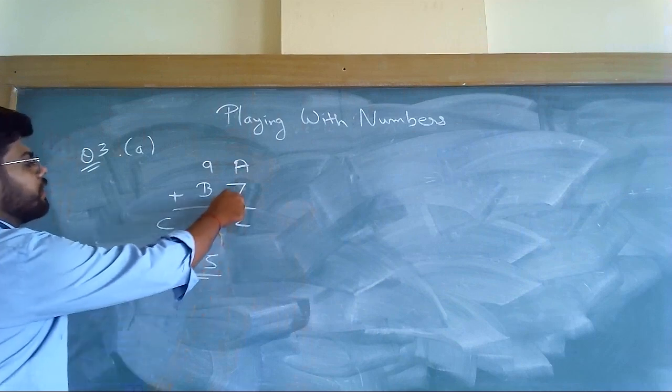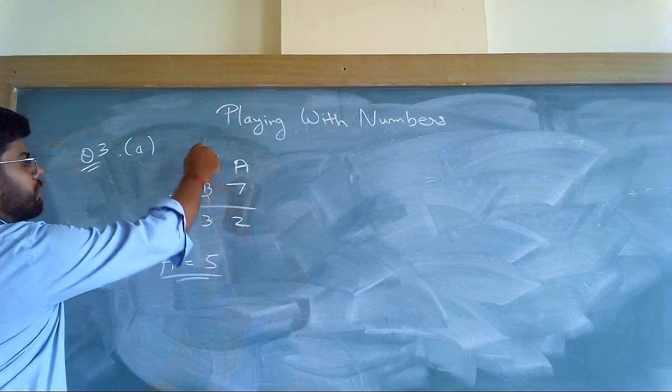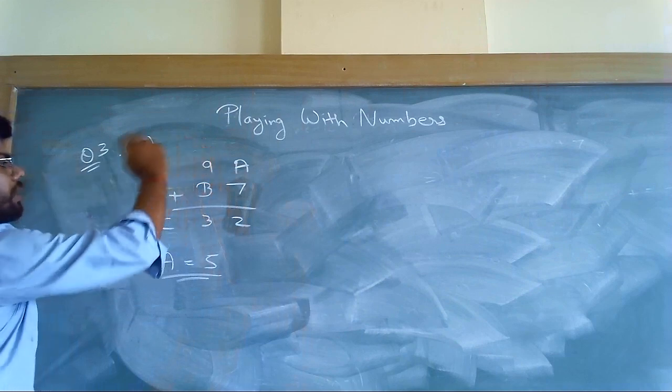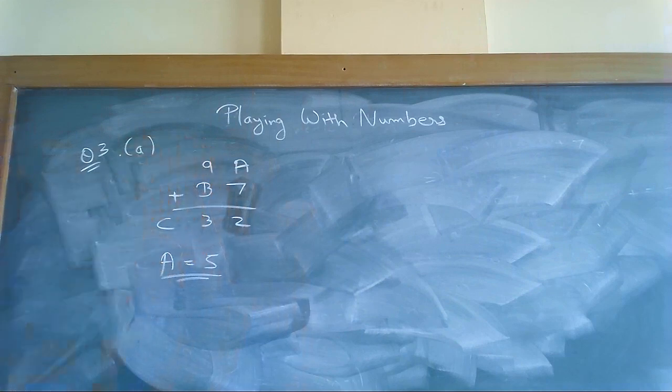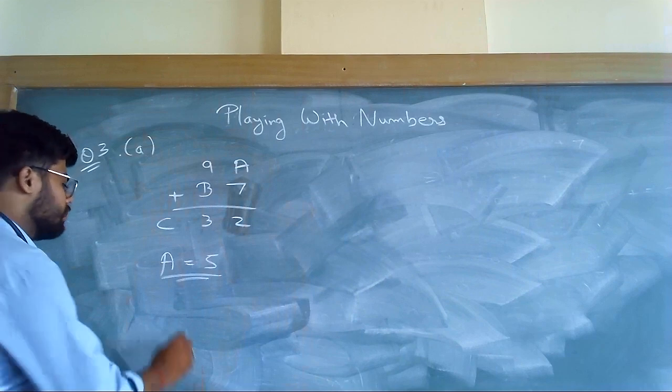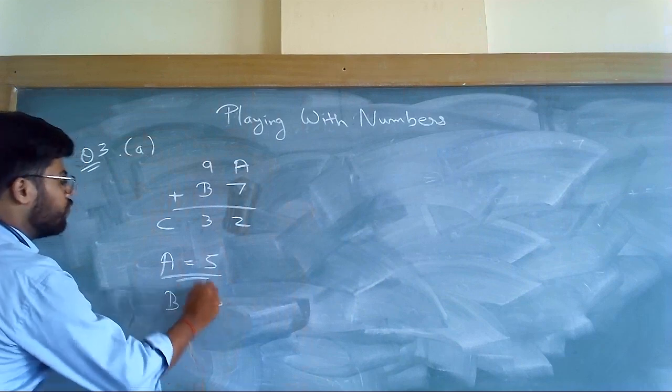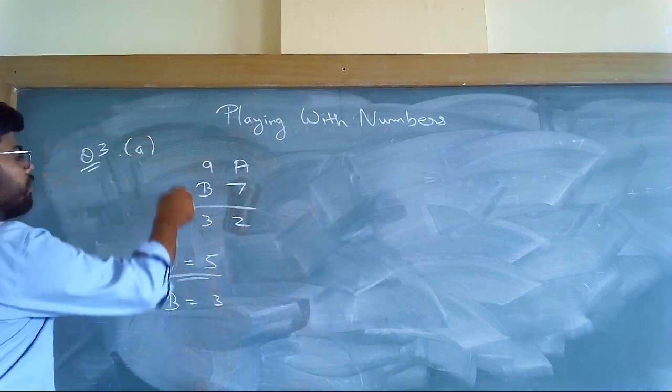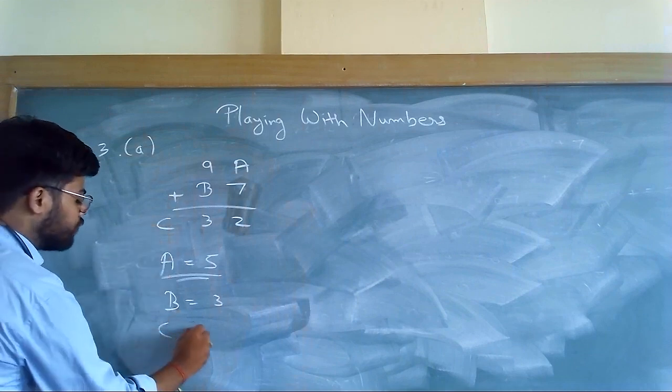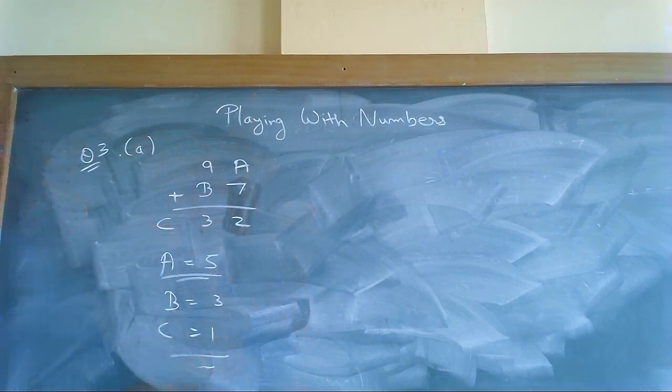If I put 5 here, 7 plus 5 is 12, 1 will be carried. That 9 plus 1 is 10. Now 3 is there. So what is the value of B? 3 only, then only 13 will come. And 1 will be carried here. And the value of C is what? 1. Is it clear to all?